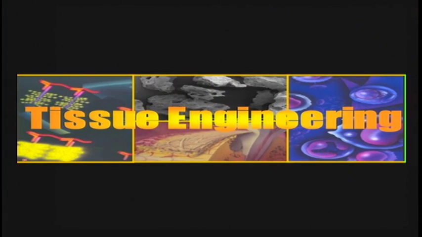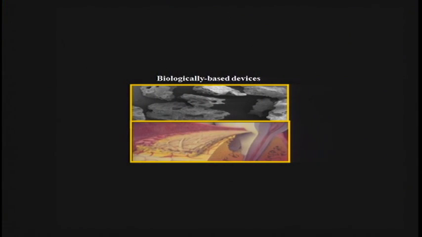Tissue engineering brings together the power of modern physical, chemical, and biologic sciences, and it represents a spectrum of novel approaches to achieve regeneration. I like to think of tissue engineering as a broad matrix. In the center of this matrix, we have biologically based devices. These are biocompatible substrates that either through physical or chemical signals can direct cellular growth.